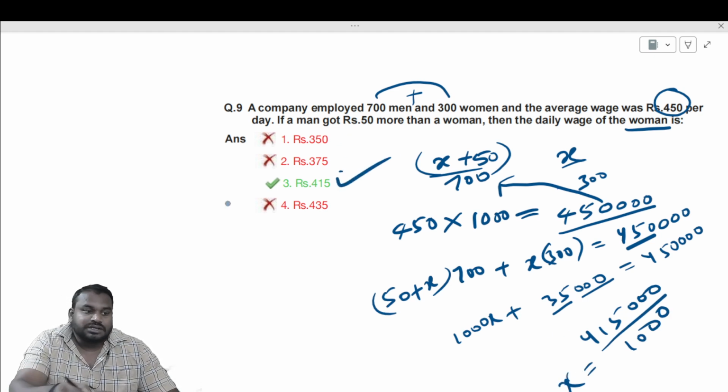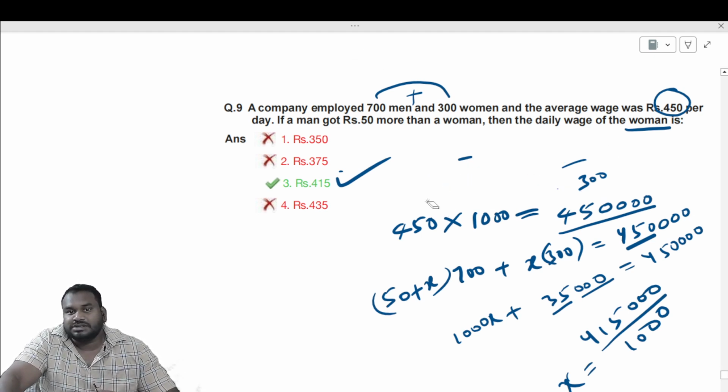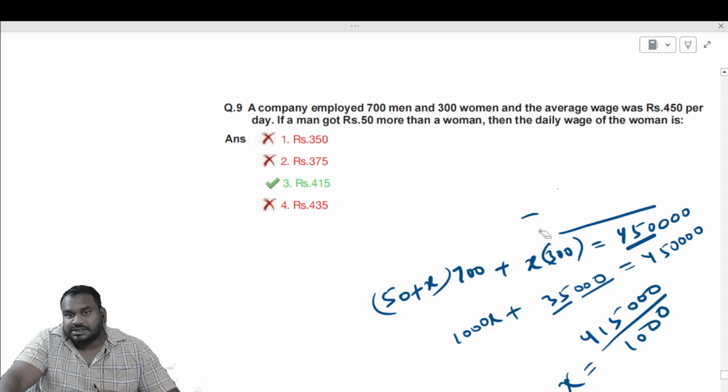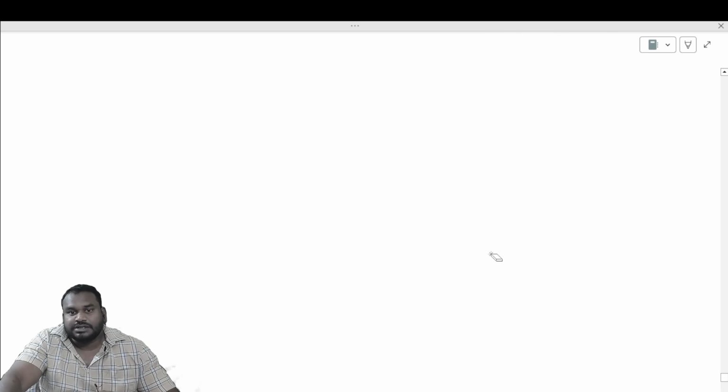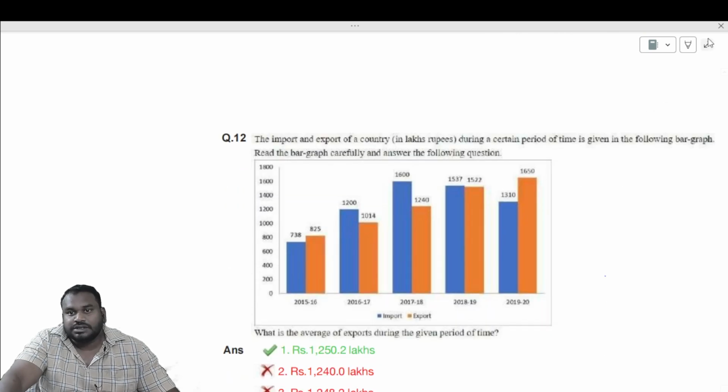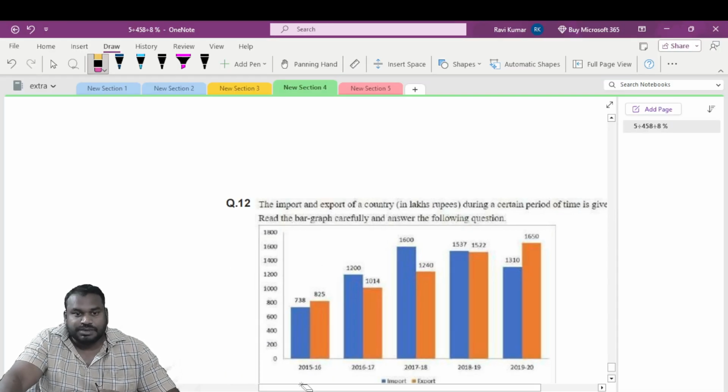415. So, in the exam, you're not supposed to do all the steps and calculations. Here I am writing everything in detail for your understanding, but in seconds you should be able to obtain the answer. Okay, keep it in mind.